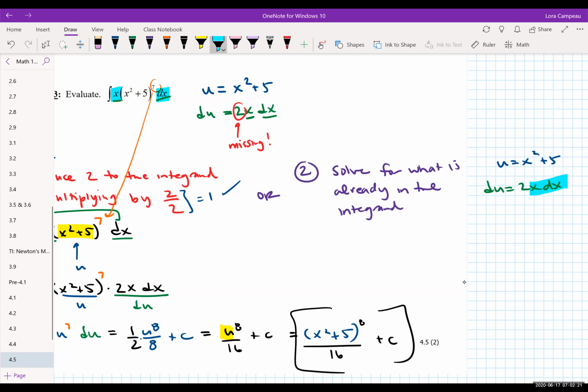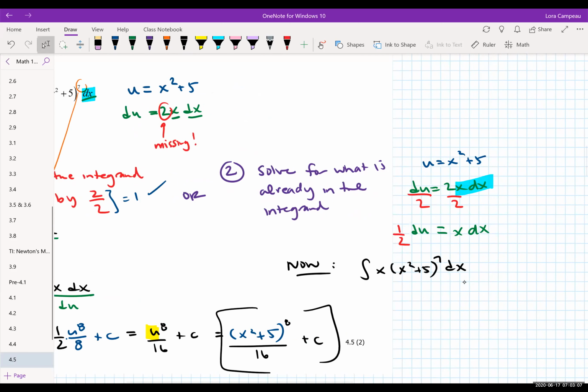So if we took this part and we say, well, we already see that in the integrand, and we solve it for that part. So that means you're isolating it by dividing both sides by 2. What we end up getting, and you kind of see like, oh, it all relates later, we get 1/2 du equals x times dx. And now what you can do is you can go back and replace it. So now let's rewrite it over again just so that we can see. Here's the original integrand, x times x squared plus 5 to the 7th.